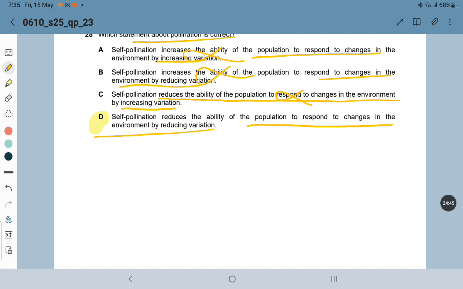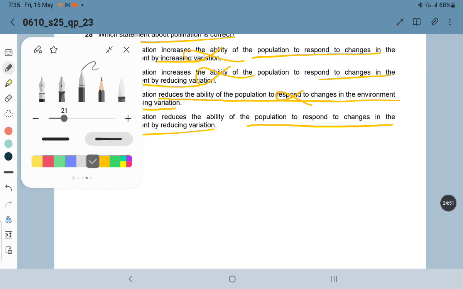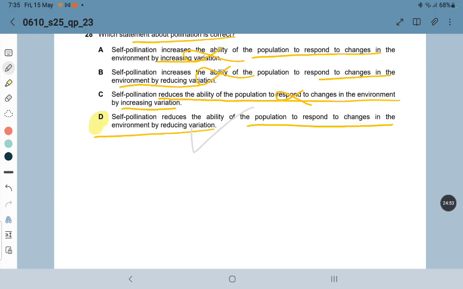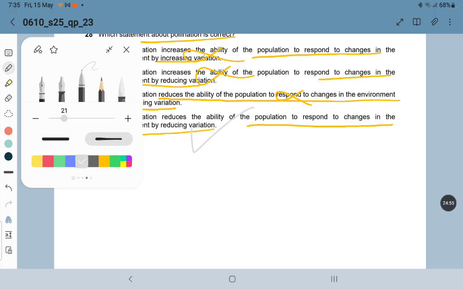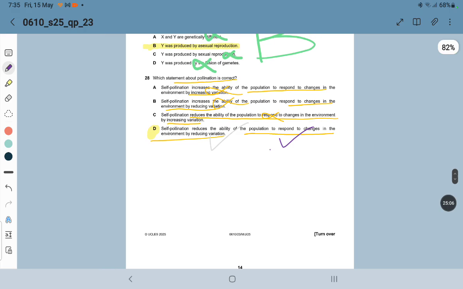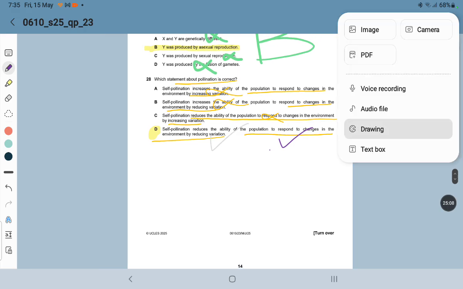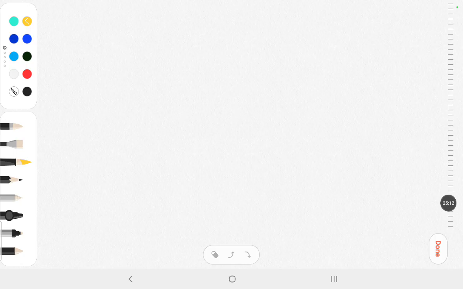Self-pollination reduces ability of a population to respond to changes in the environment by reducing variation. Yep, this is a true and correct answer. The reason why it's correct is that it reduces variation, and at the same time it reduces the ability of a plant to survive or to respond to the changes in the environment. So basically this question is really helpful for you to memorize and to have a concept of it. Now let me write it for you and make it clear.